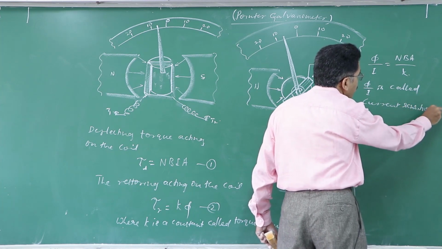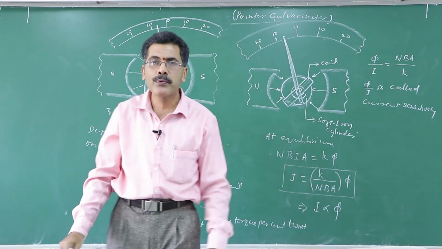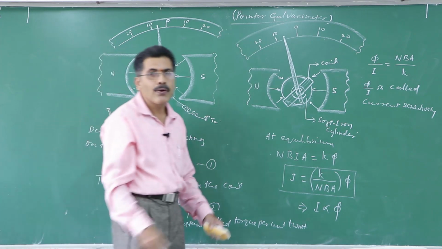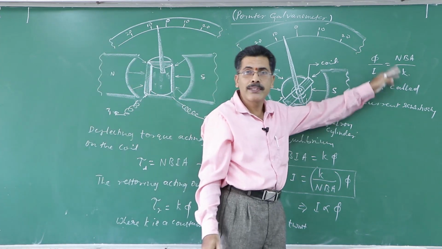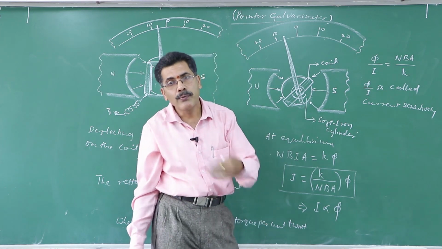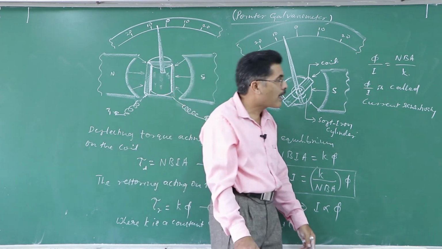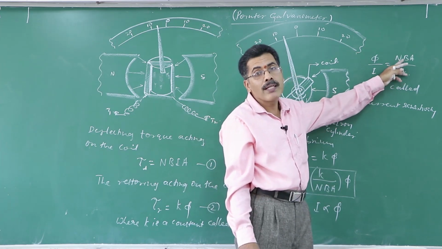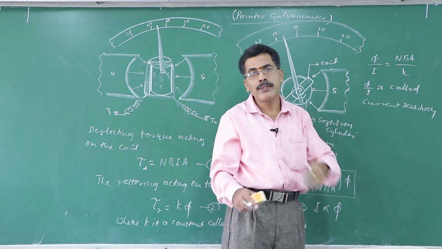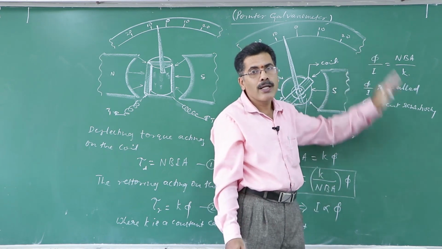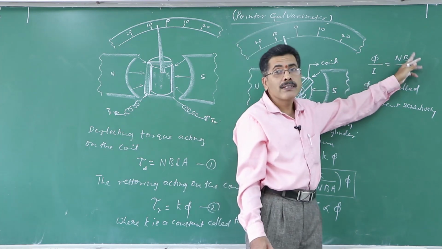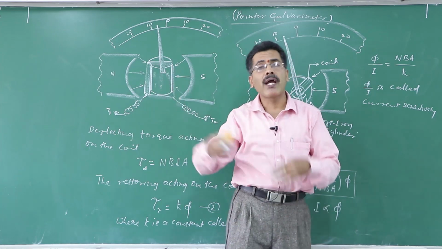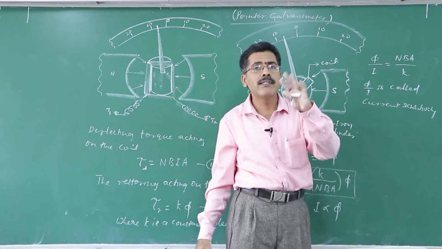What is current sensitivity? The deflection produced per unit current flowing through the coil is called current sensitivity, and this current sensitivity depends on the total number of turns in the coil. If you increase the number of turns, current sensitivity also increases. It depends on the strength of the magnetic field. If the permanent magnetic field strength is high, sensitivity is high.